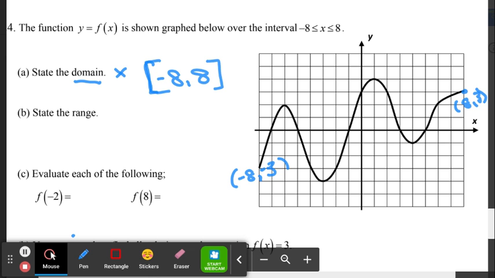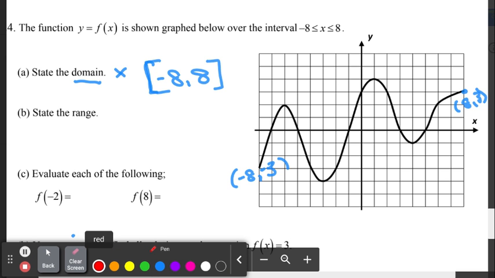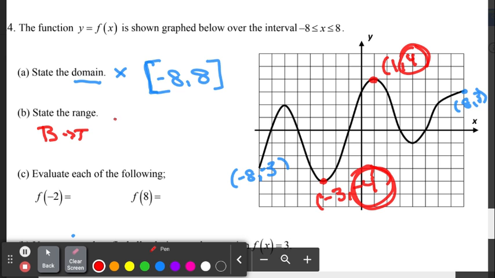The range, I always have to change my colors, goes from bottom to top. So our lowest point here is -3, -4, and our highest point, our maximum, is 1, 4. So for range, you steal the y values. So this goes from -4 to 4.